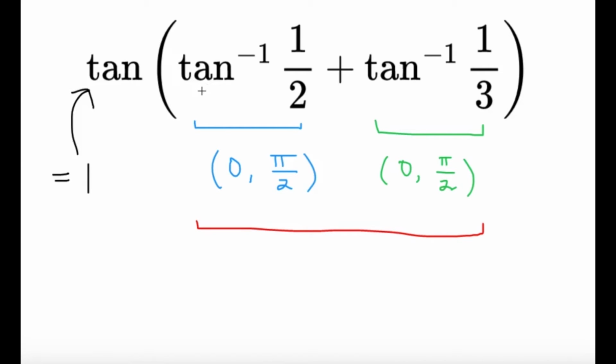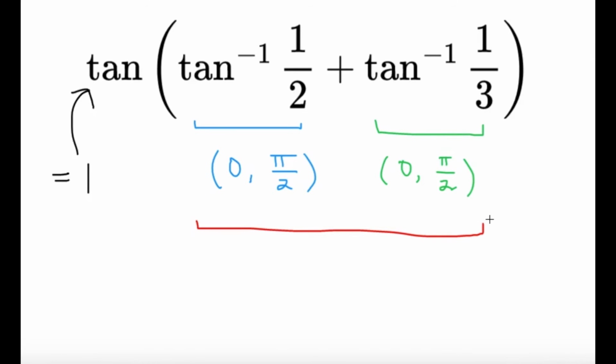Now, the range of an inverse tangent is from negative pi over 2 to pi over 2, but we can restrict it to 0 to pi over 2, simply because we can try to take the tangent of this blue part here. The tangent of the blue part is 1/2, so this angle should be in the first quadrant since it's positive. Same for the 1/3 over here. That's why I labeled this: we don't know the exact value, but we know it's between 0 and pi over 2, and same for the green one. Since 1/2 and 1/3 are both positive, both the blue and the green angle must be in the first quadrant.